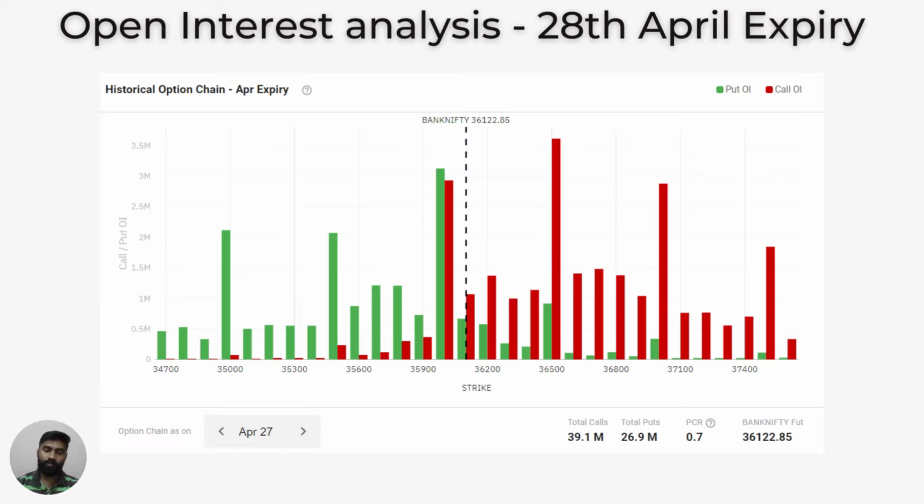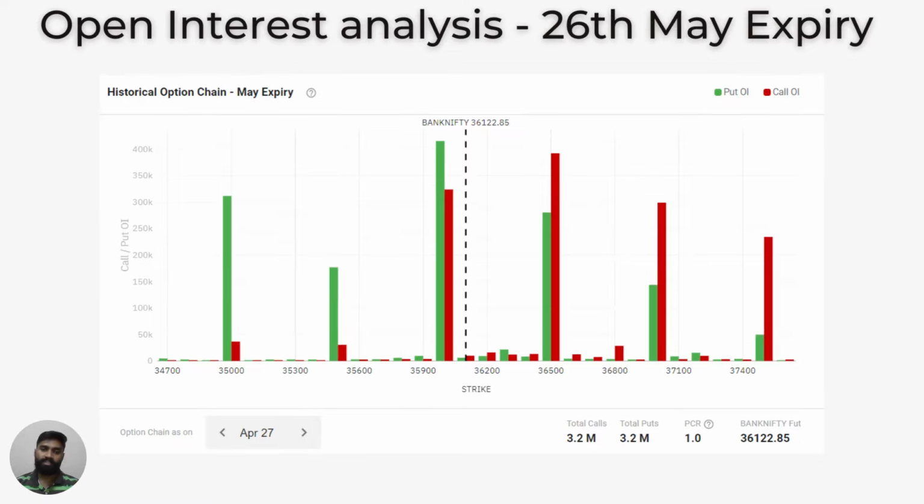And when we look at the absolute OI for Nifty Bank for the 28th April expiry, the put to call ratio is 0.7, again showing a slight bearish tone. There is a very high resistance at 36,500, but there is also a relatively stronger resistance right below the spot price of the Bank Nifty. And the PCR is 0.7, which doesn't indicate a lot of bearishness, but certainly a slight one.